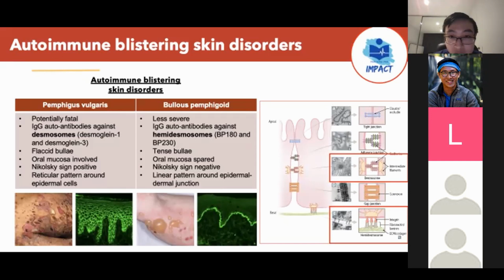Now, I agree, and this was the impression of the dermatology registrar who saw this patient as well. At least from clinical examination, this patient looks like he has bullous pemphigoid.